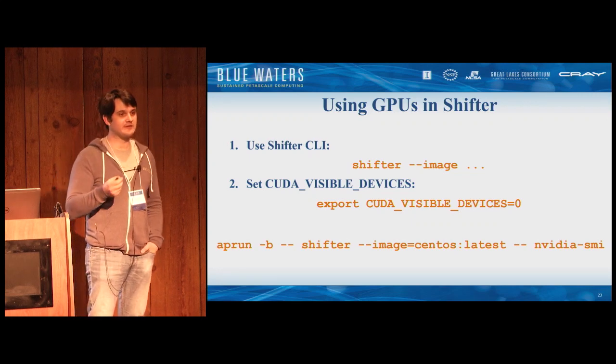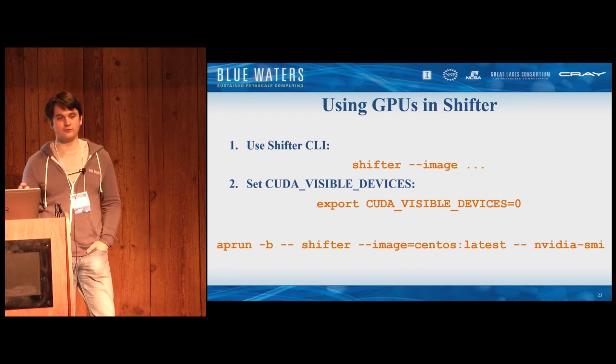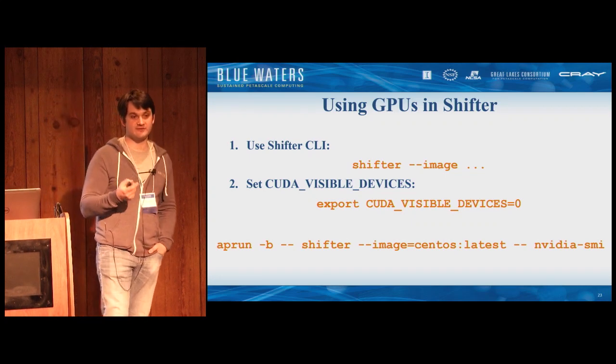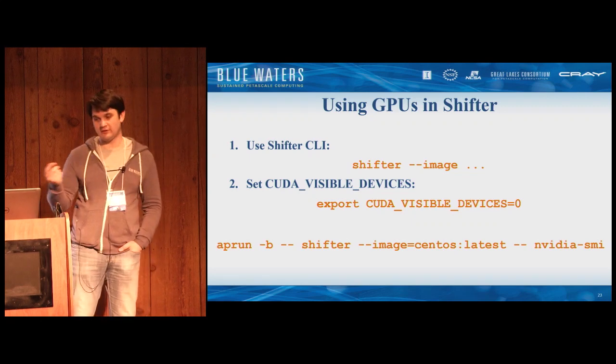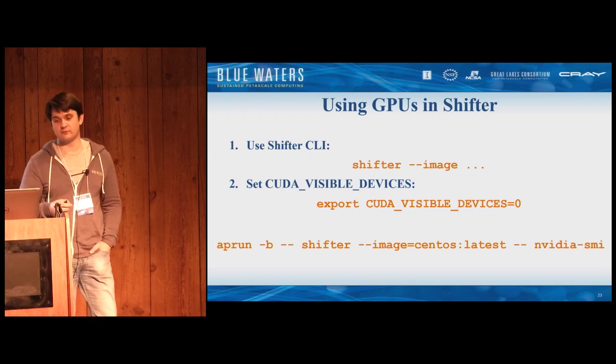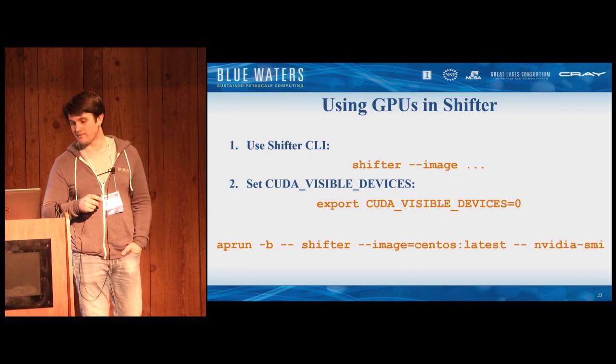But on Blue Waters, XK nodes have only one GPU. Therefore, the only value that we can provide is 0. On other systems, if they have more than one GPU, then you would use 0, 1, and so forth.